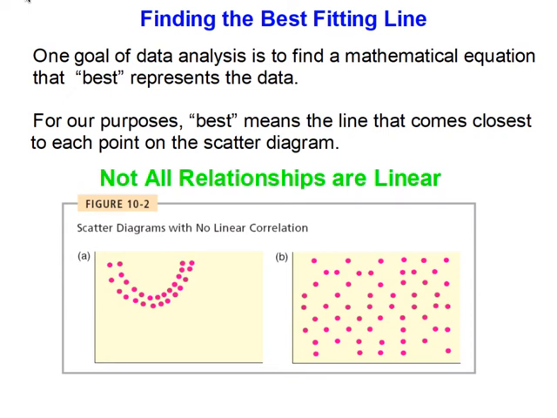So here's a couple of non-linear correlations, and I want to stress linear because that looks like a quadratic, a parabola, but we're not going to do that. So that's got no linear correlation, neither does graph B.